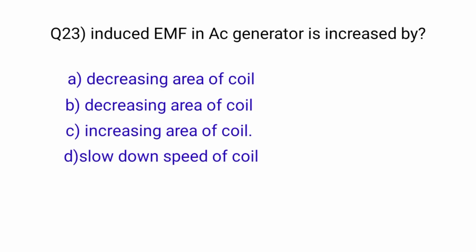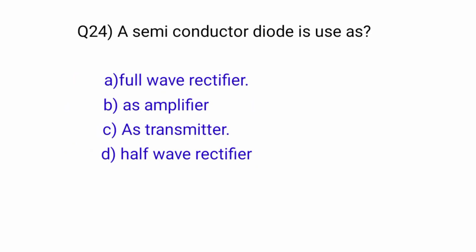Question number 23. Induced EMF in AC generator is increased by. The correct answer is option C, increasing area of coil. Question number 24. A semiconductor diode is used as. The correct answer is option D, half-wave rectifier.